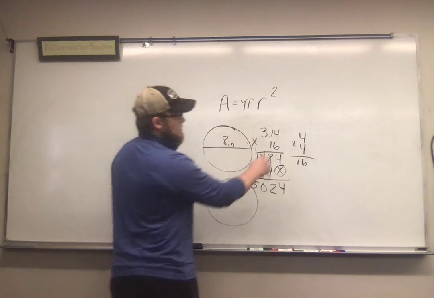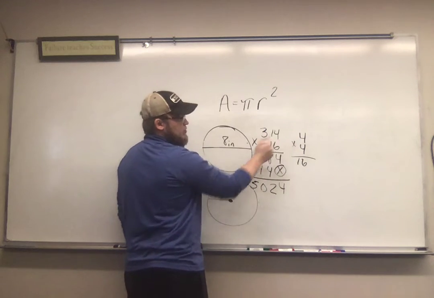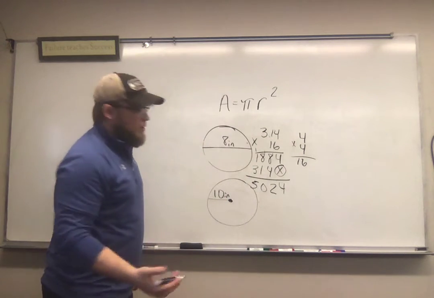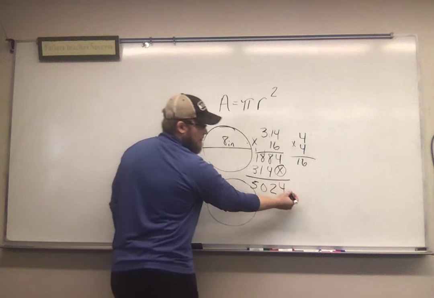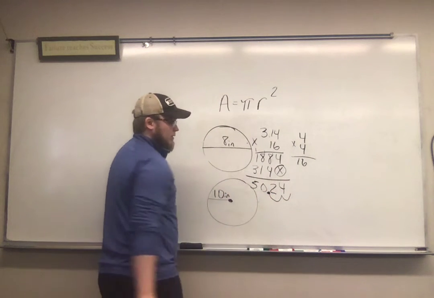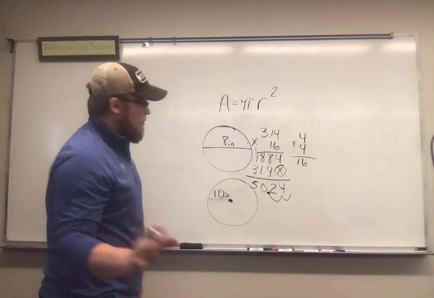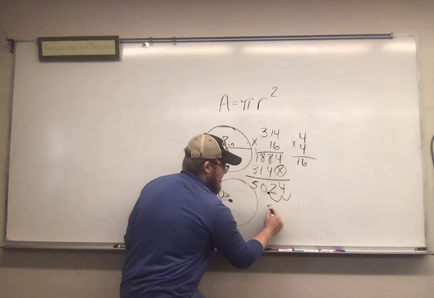Okay, now again, how do we know where to put the decimal here? However many numbers are after the decimal to the right, 1, 2, in this case there are 2. That's how many places you're going to move it. So you start on the far right and go 1, 2, and you place the decimal.